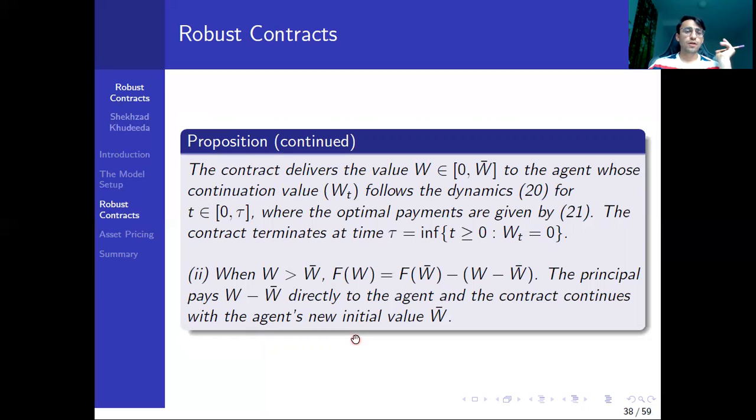And second case, if the continuation value of the agent is bigger than the payout boundary, the value function of the principal will be this plus this, and moreover, the principal also pays this amount immediately to the agent, and the contract will continue with the new initial value for the agent.